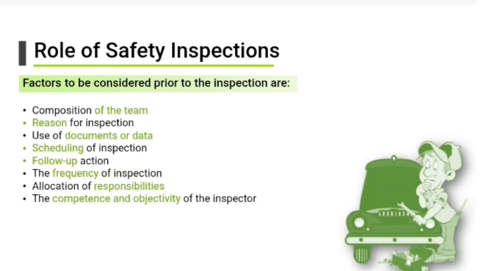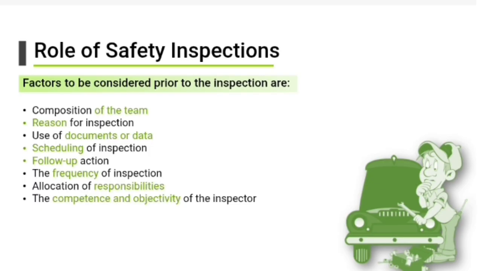Before conducting an inspection, several factors merit careful consideration to ensure its effectiveness. First and foremost is the composition of the inspection team, ensuring it comprises individuals with relevant expertise and perspectives. Establishing a clear reason for the inspection helps guide the focus and objectives. The use of pertinent documents and data, such as incident reports or historical records, enhances the thoroughness of the examination. Careful scheduling is vital, taking into account operational needs and minimizing disruption.